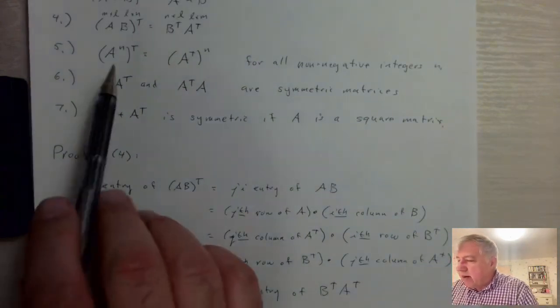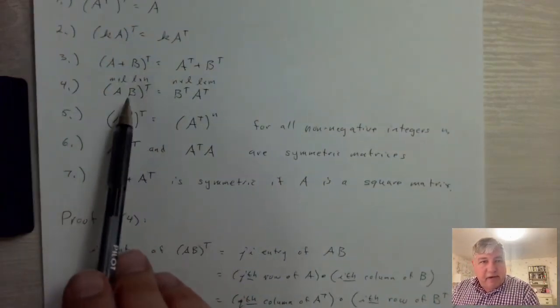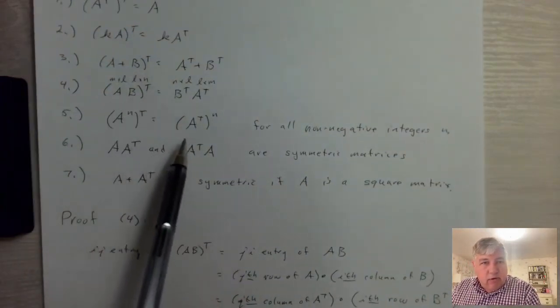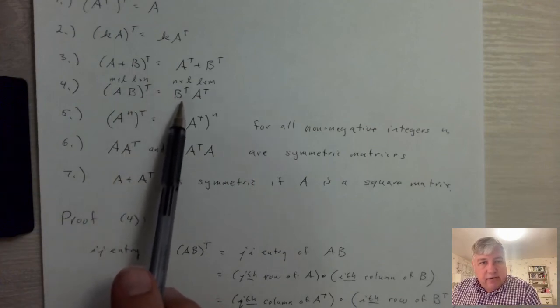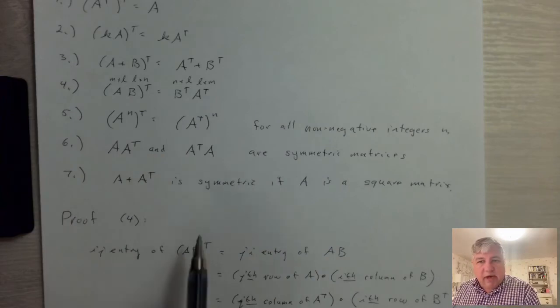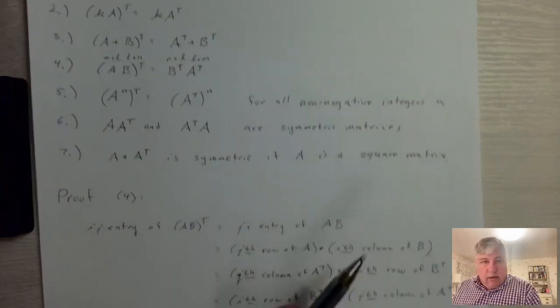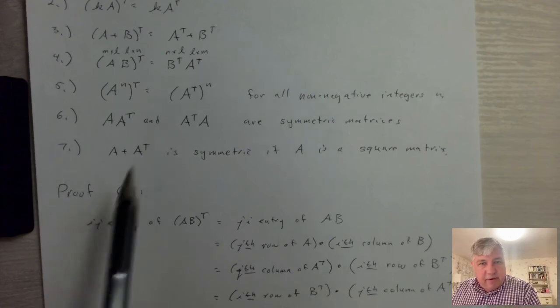Number 5 is really just a specific case of number 4. When A and B are equal, you get A squared transpose equals A transpose squared, and then you can use a little induction, multiplying everything on one side by A and so on. So that's not too hard to prove either.